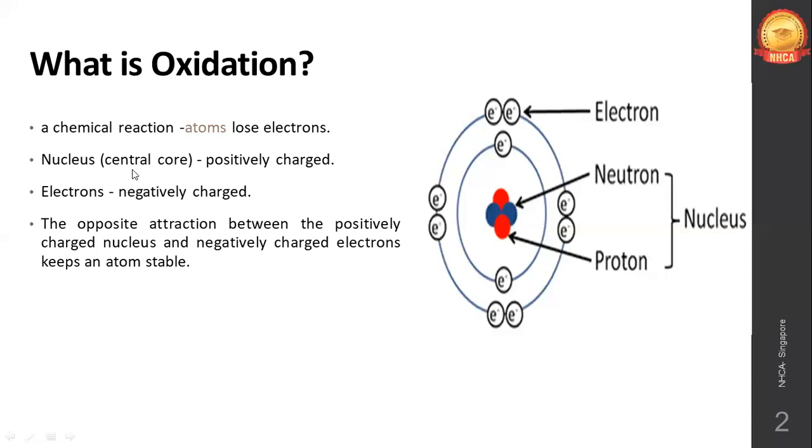The nucleus, which is the central core of the atom, is positively charged because it has protons. Protons are positively charged. Neutrons don't have any charge, they are neutral. Electrons are negatively charged. The opposite attraction between this positively charged nucleus and the negatively charged electrons is what keeps the atom stable. As soon as the atom loses electrons after any chemical reaction, it becomes unstable. It will be in the hunt for new electrons so that it can gain back its stability.